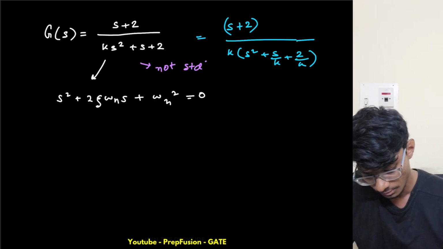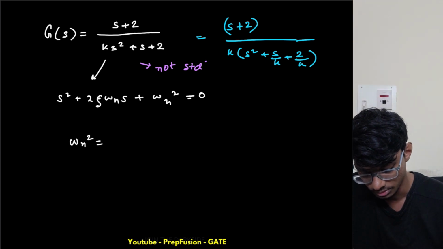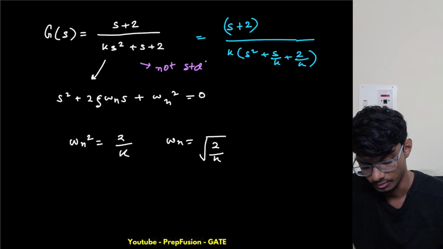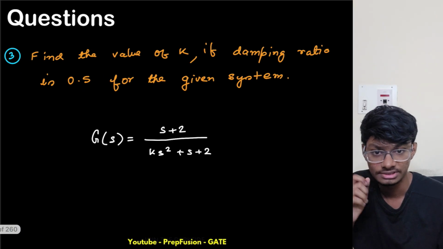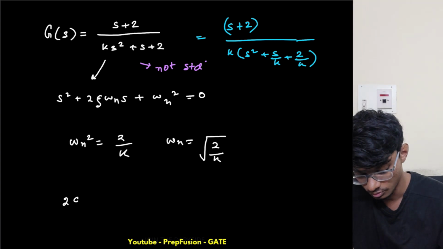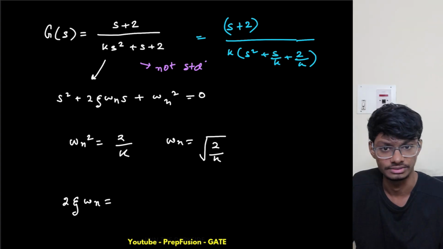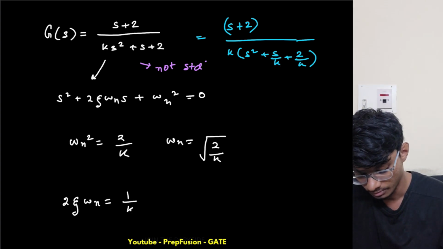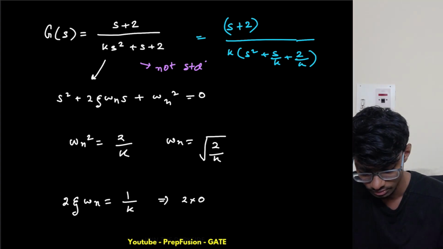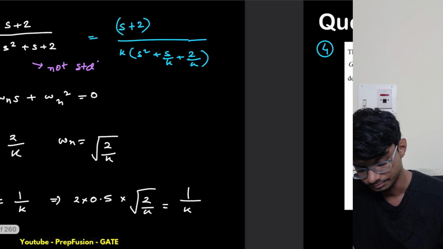So basically, omega n square equals 2 by K, so omega n will be under root 2 by K. Now what the question has told us is that my damping ratio zeta is 0.5. So 2 times zeta omega n will equal this term, 1 by K, the coefficient of s. So 1 by K equals 2 into 0.5 into omega n, which is under root 2 by K.